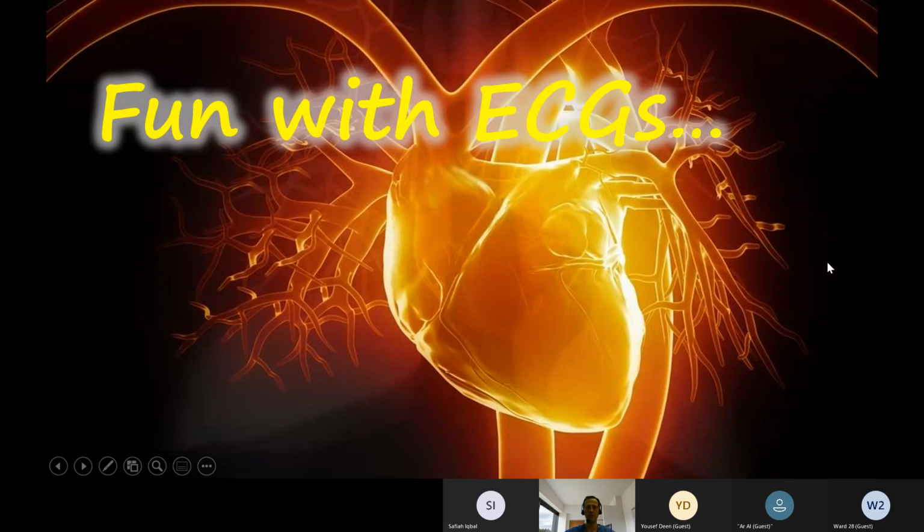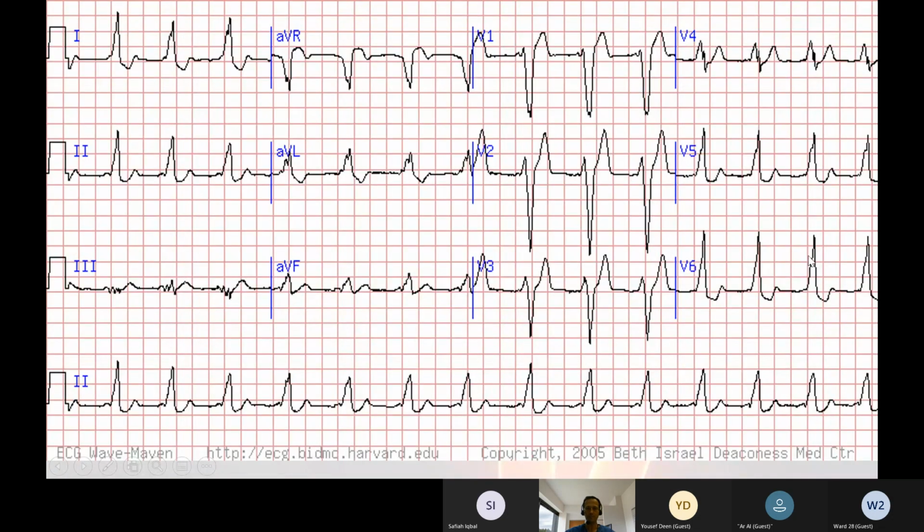So if we start off with our ECG of the week, can anybody interpret this ECG for me? What does this ECG show? Can anybody tell me anything about this ECG? So is this sinus rhythm or is it atrial fibrillation?